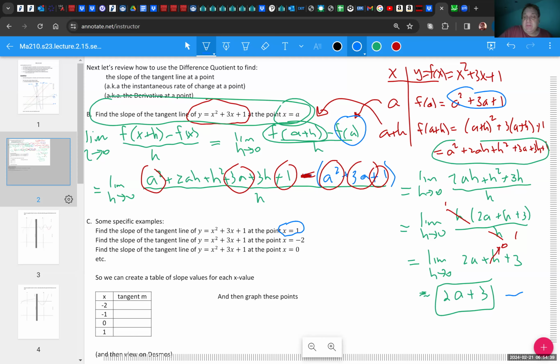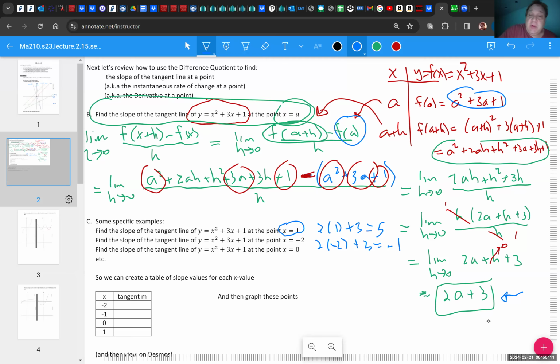Well, that would be this formula, but I put in 1 instead of a, right? It's the exact same calculations, except there's going to be a 1 every time you see an a. So that should be 2 times 1 plus 3, or 5. So I know the slope of the tangent line to this graph at the point where x equals 1, the slope is 5. What about -2? Well, once again, I can plug in -2, and I can get the slope of the tangent line at the point where x equals -2.